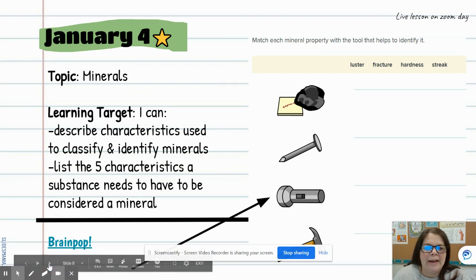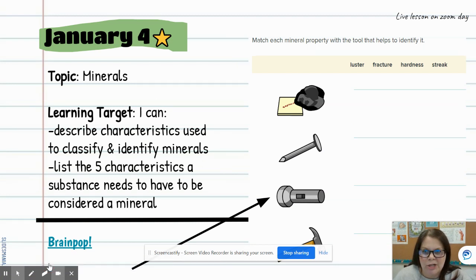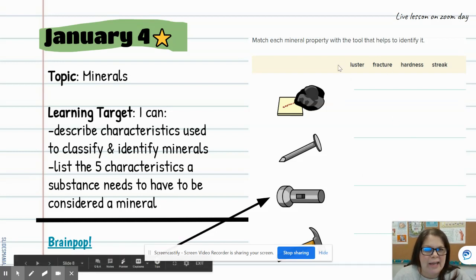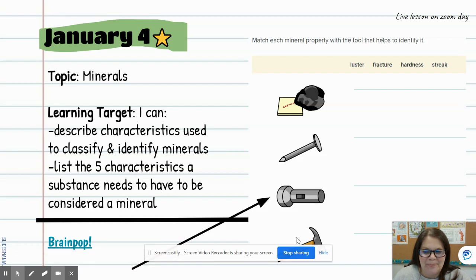So pause this video right now and go to YouTube and watch the mineral identification BrainPOP. Then come back and see if you can identify the different mineral properties and the tools used for each. So please pause this video, go to YouTube and watch that BrainPOP.